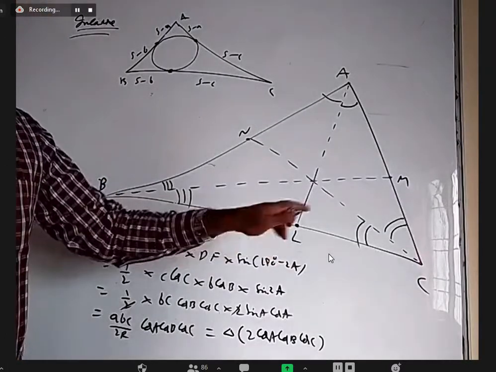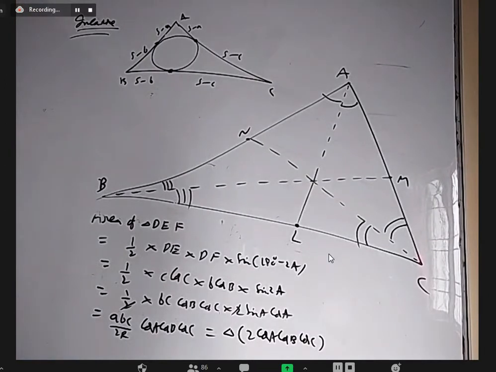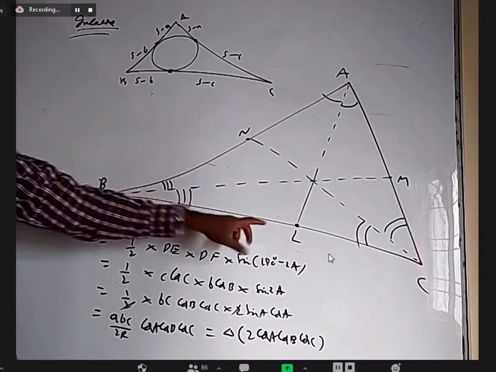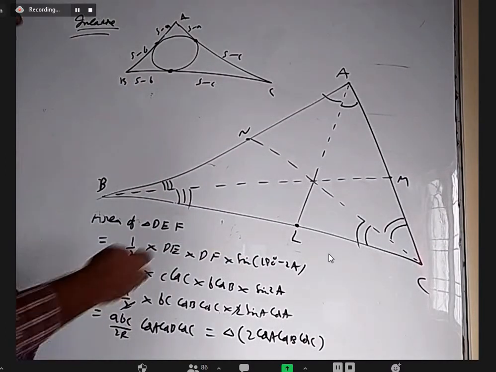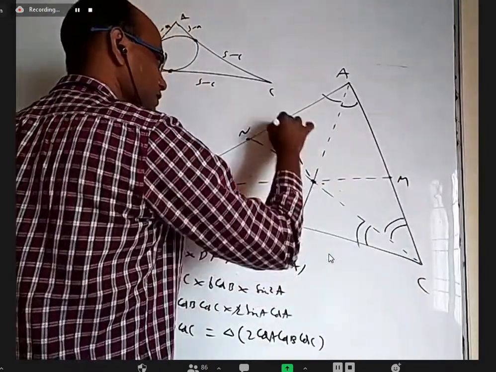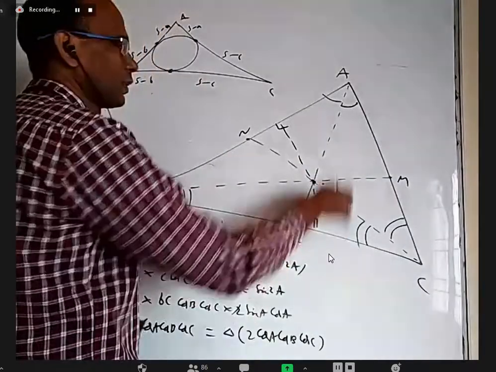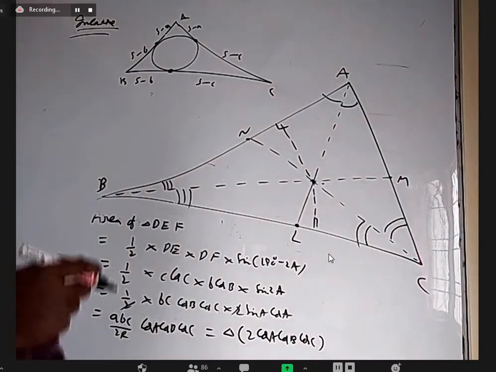Anybody knows what is the BL length or what is the LC length? BL equals s minus c? Yes, s minus b, s minus c. No, no, no, that is different. Don't think this point is the same as this point. If you take this as the center, this is the perpendicular distance, they should be equal, and the circle will be something else. Where it touches and where the angular bisector meets, they are not the same.